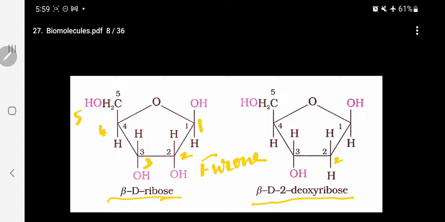Beta 2-deoxy. So I want to give one more piece of information. What is alpha? What is beta? In the study of carbohydrates, there are two things that will come: one is alpha D, another is beta D, or alpha L or beta L. What is meant by alpha? What is meant by beta? Normally carbohydrates will not be open chain. They will be in the form of a ring, that is, a cyclic structure only.